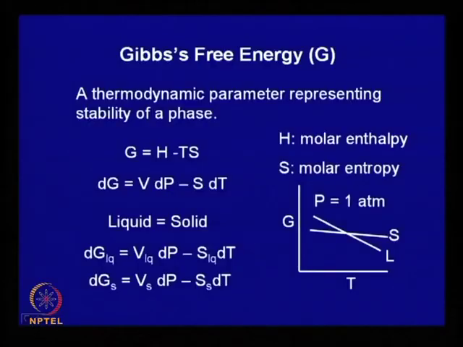We know from the second law of thermodynamics that although the entire amount of mechanical work can be converted totally to heat, it is impossible to convert heat totally into mechanical work. So in a system there is always a part of the energy which is not accessible, which you cannot transform. Gibbs free energy is a thermodynamic parameter that determines the stability of a phase. Any phase which has a lower free energy will be more stable, and it is defined as G equals H, the molar enthalpy, minus T, the temperature in degrees Kelvin, times a term called entropy.